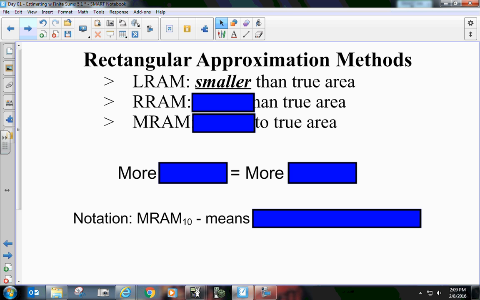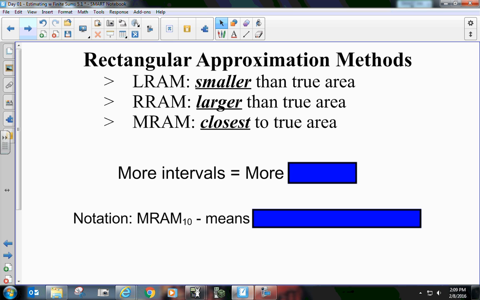But RRAM, obviously, money. You want to make sure you have enough to cover your costs for your business. You're going to supply a service to somebody. You're going to buy materials. Oh, I can't build your deck, I didn't have enough money to buy the materials. Now you're out. Okay? And obviously, MRAM is closest to your true area. RRAM is more. MRAM is closest. And the more subintervals, the more accurate it will be for any one of those.